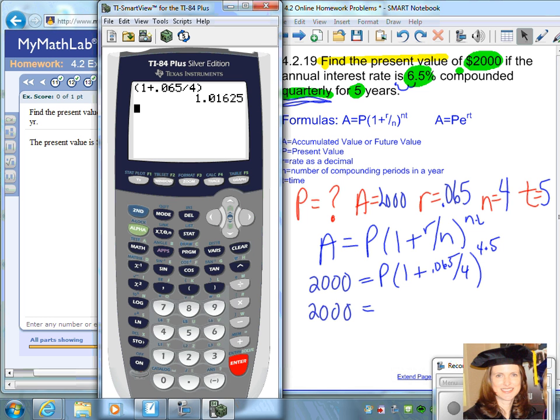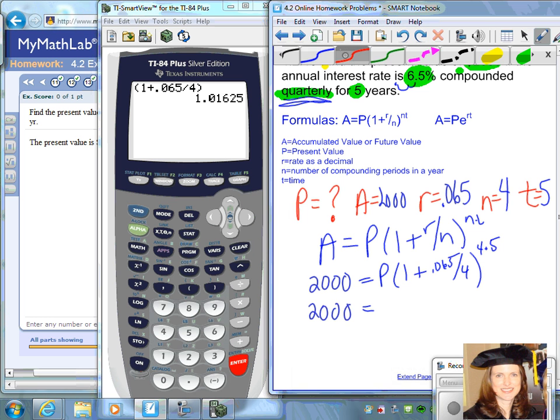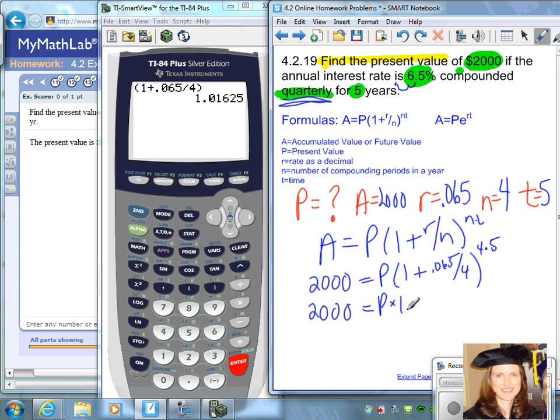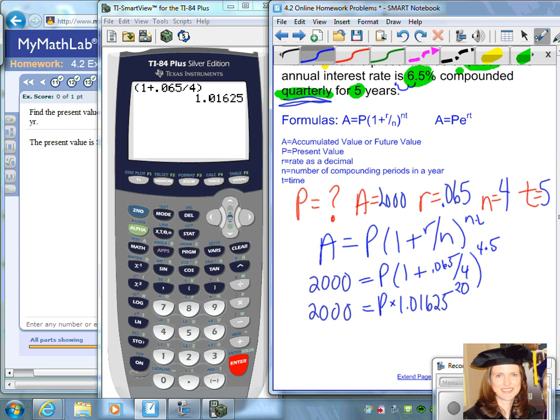And that gives me P times 1.01625 raised to the 4 times 5 power. That's the 20th power. Okay, see what I did there? Simplify what's in the parentheses. The whole exponent is 4 times 5, 20.